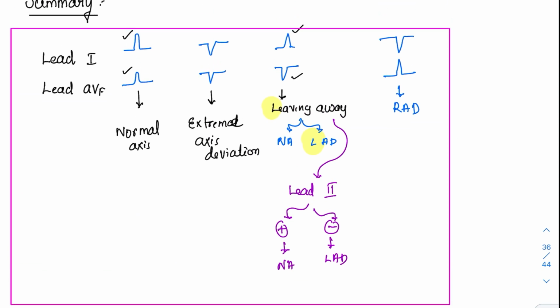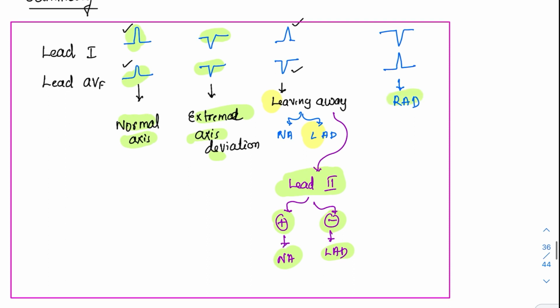Here, when both the leads are positive, it is a normal axis. Both the leads negative, it is extreme axis deviation. If they are leaving away, it could be a normal axis also or left axis deviation. Leaving away, don't directly write left axis deviation. It could be a normal axis also. We just have to consider lead 2. If it is positive, then it is a normal axis. If it is negative, then it is a left axis deviation. If they are coming closer, they are in right position, so it is right axis deviation.